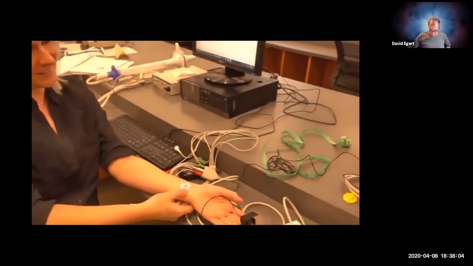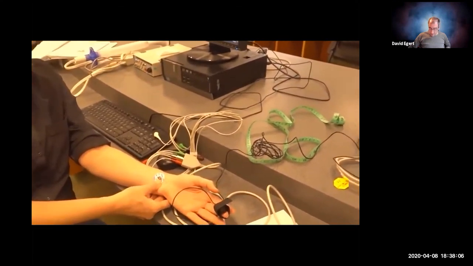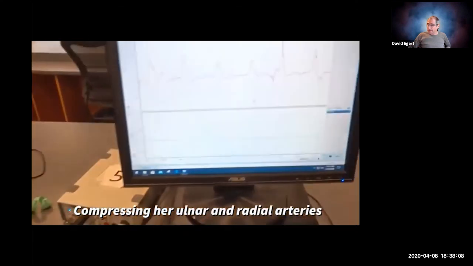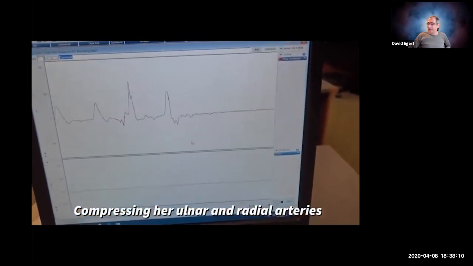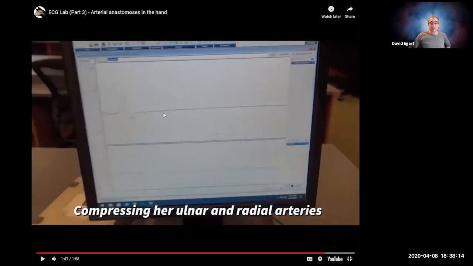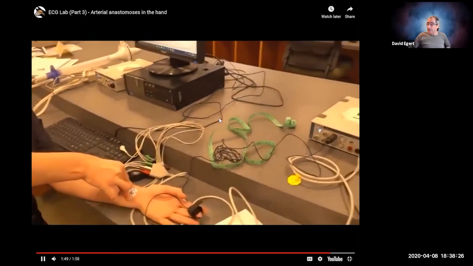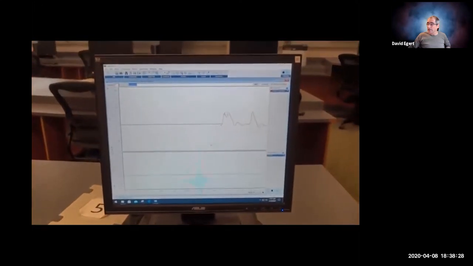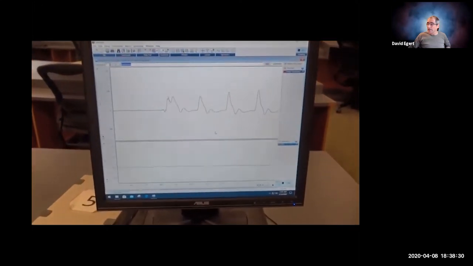All right, so now you're going to put it on both. Ready? Right. There we go. Nice. Right, so that makes sense. If you get both of them, then again, it's the same as if you were compressing the brachial artery. You're just totally stopping all blood flow down into that palmar arch. All right. Beautiful.